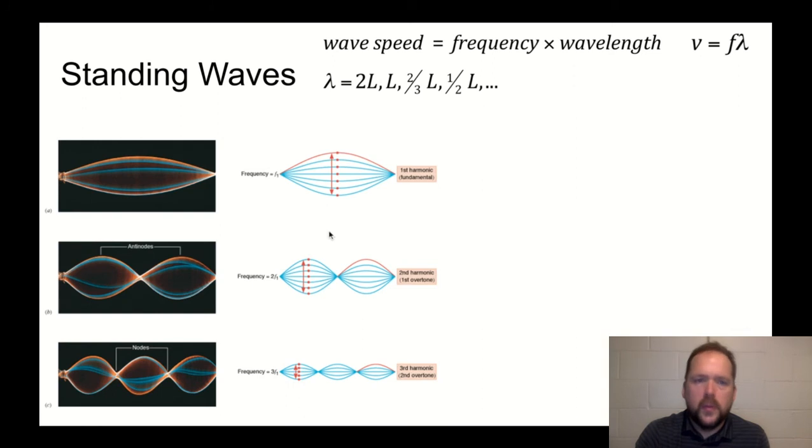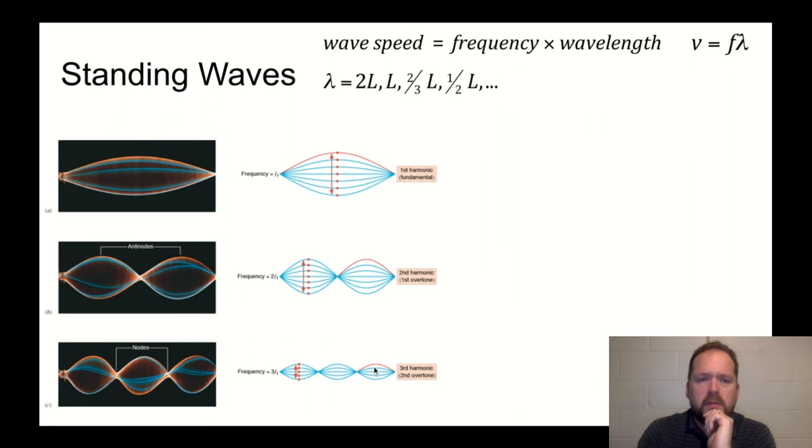Well, what about the second one? Well, this one, you can go up here, go down here. Hey, that's 1 wavelength right there. So in the second mode, the wavelength of this pattern is just whatever the length of the string is that you are producing this pattern on.